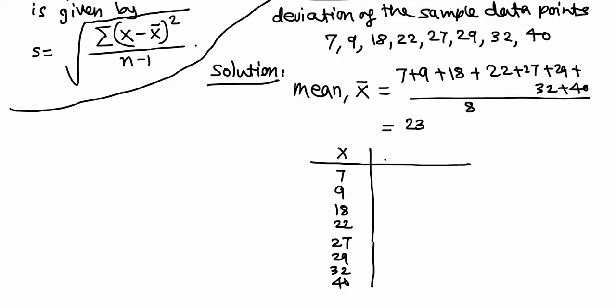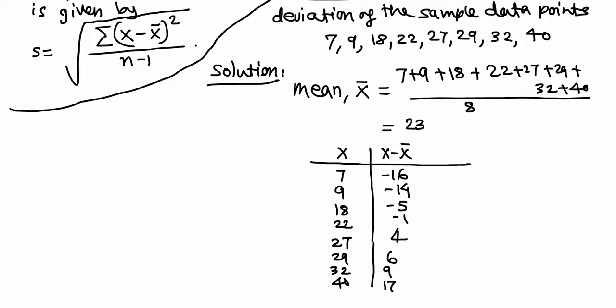Next we want to find the deviation from the mean of these data points. So x minus x bar, where x bar is 23. So 7 minus 23, 9 minus 23, 18 minus 23, negative 5. Similarly 22 minus 23, negative 1. 27 minus 23, that's 4. Then 40 minus 23, that's 17.